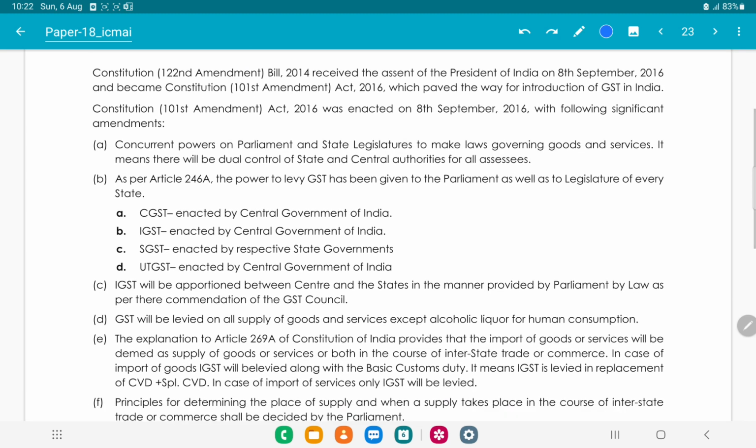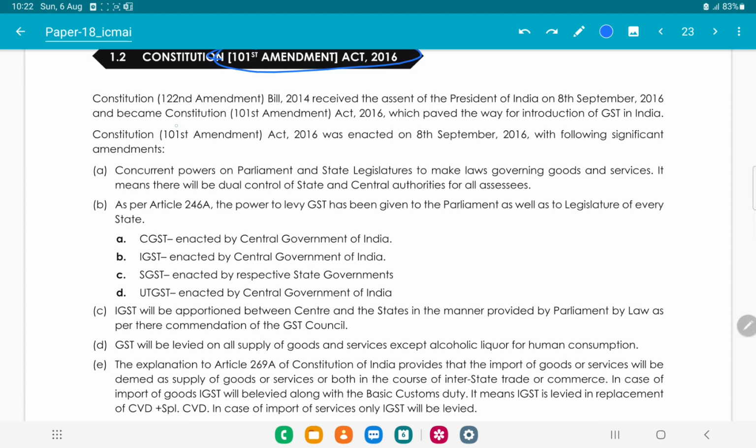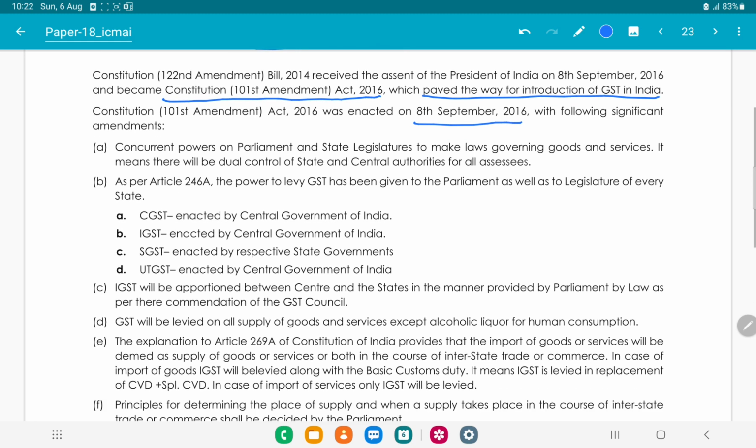So the topics you should understand here is Constitution 101 Amendment Act 2016, which paved the way for introduction of GST in India on 8th September 2016. So what happened with the following significant amendment made? There was a concurrent power on Parliament and state legislature to make law governing goods and services. It means there will be a dual control.